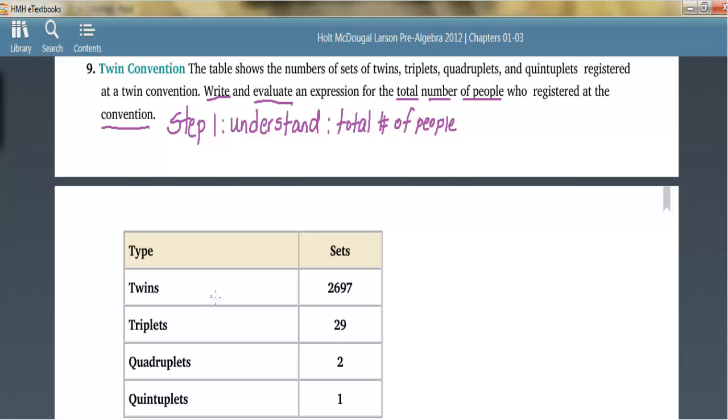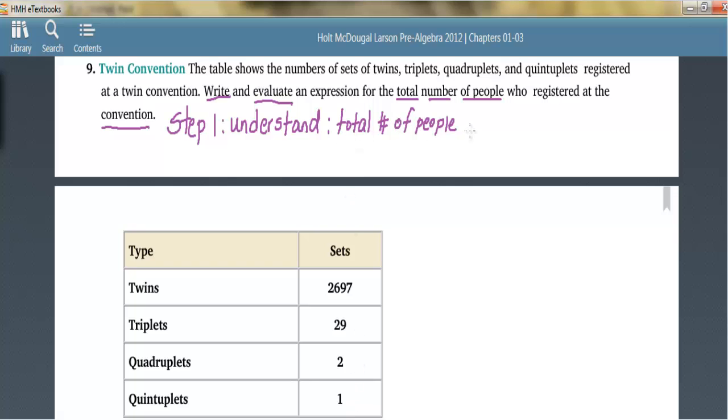They know there was 2,697 sets of twins. Now, if it was twins, that means that 2 times this amount is the amount of people represented by twins, right? Because twins are when a pair of siblings, or 2 people, are twins. Now, we know that there are 29 sets of triplets. So 29, I would have to multiply times 3 to know how many people are triplets, because triplets means it's 3. There are 2 sets of quadruplets. That means there's 4 babies that were born at the same time, quadruplets. There's 2 sets of those, so that means there's 2 times 4 people, or 8 people that are quadruplets. And there's 1 set of quintuplets. This means 5 babies born at once. So that makes 5 people.